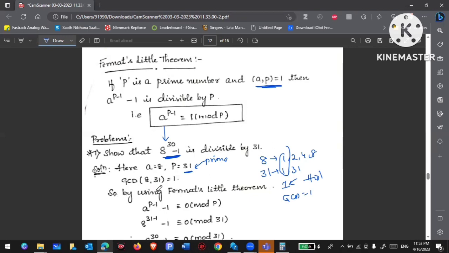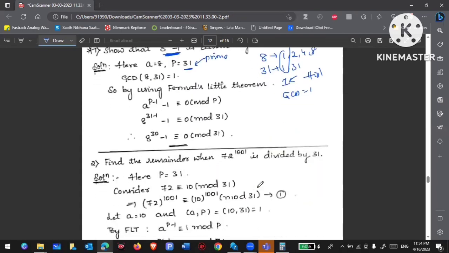Now, by using Fermat's little theorem, which is this formula, a power p minus 1 congruent to 1 mod p, or if you send this 1 to the left hand side, we can write that as a power p minus 1 congruent to 0 mod p. The p value is 31, the a value is 8. So 8 power 31 minus 1 congruent to 0 mod 31. Therefore, finally you can write 8 power 30 minus 1 congruent to 0 mod 31.